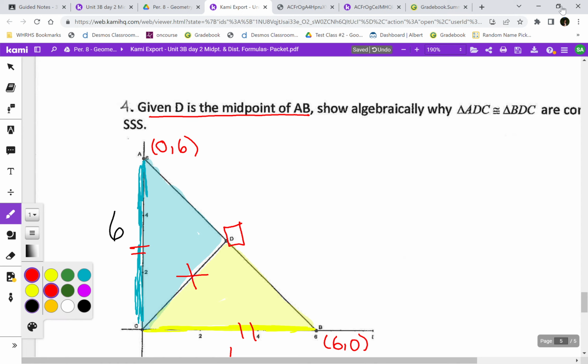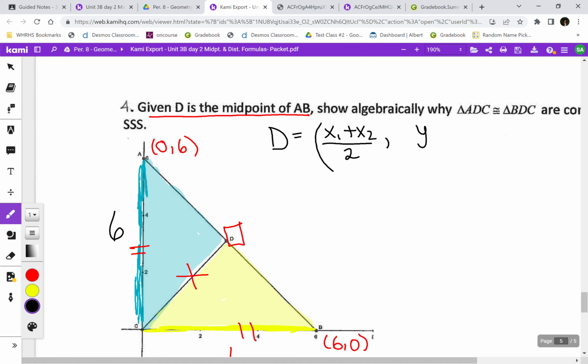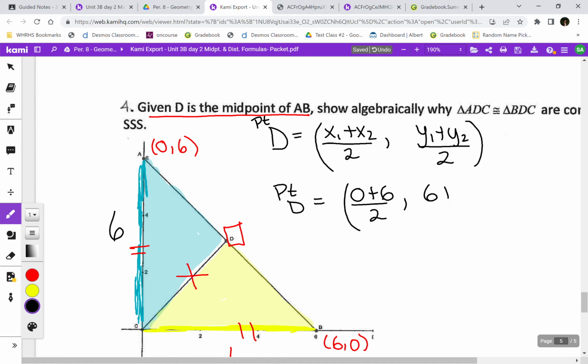If I lose you, please stop me. So now I'm going to find the coordinates for D. D is going to equal ((x1 plus x2) divided by 2, (y1 plus y2) divided by 2). So point D will be (0 plus 6) divided by 2, and then (6 plus 0) divided by 2. (3, 3).